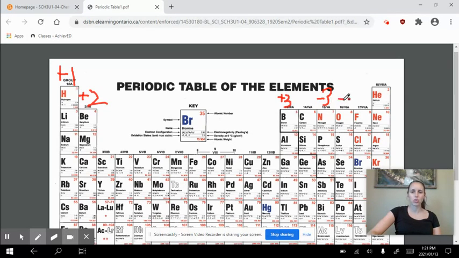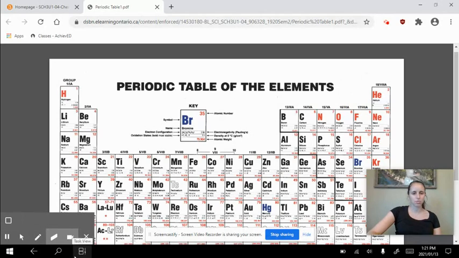Anything over here is going to have a charge of -2. And anything over here is going to have a charge of -1. So if you haven't already written those down, I would go ahead and write them down now, or hopefully you have it committed to memory, because you are going to have to know the charges like the back of your hand as we go into ionic compounds now, because that's how you are going to determine these subscripts.